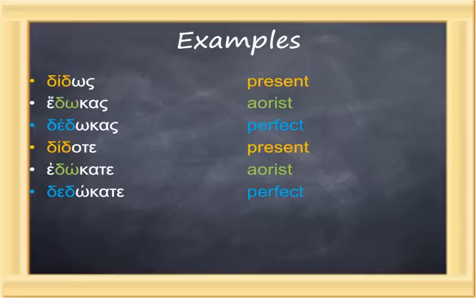The reduplication characteristic of the mi verbs is exceedingly helpful in the parsing process, because you'll notice the last two forms, edokate and dedokate, are identical except for the presence of the delta at the beginning of the perfect. If just the root is present, the da, it's either a future or an aorist. If di-da is present, it's a present or an imperfect. If de-do is present, it's a perfect tense.